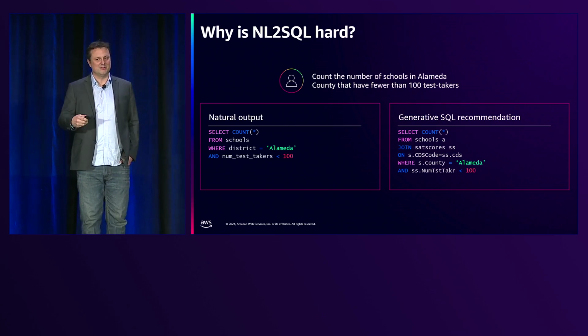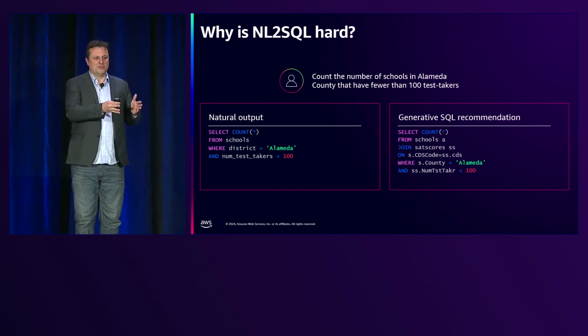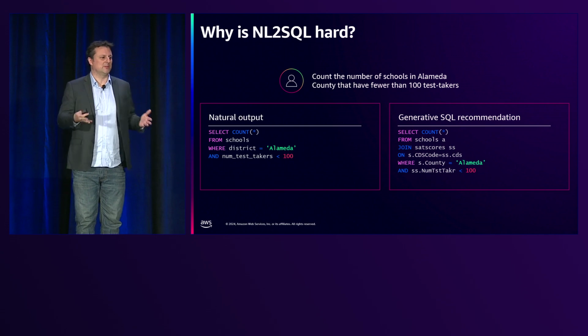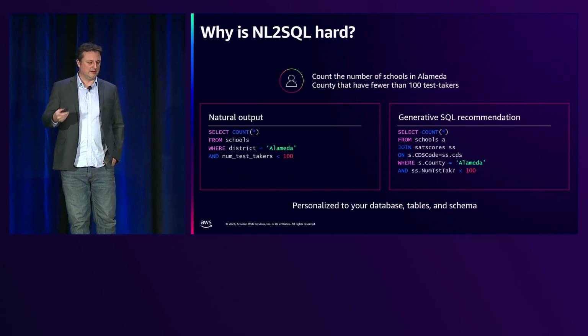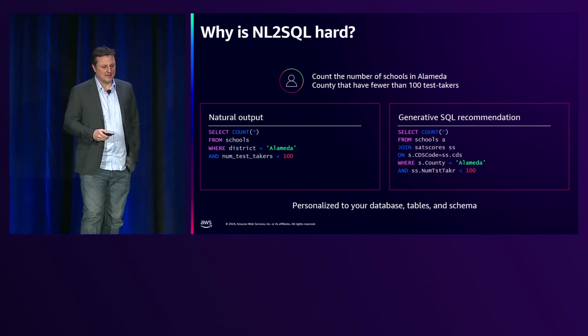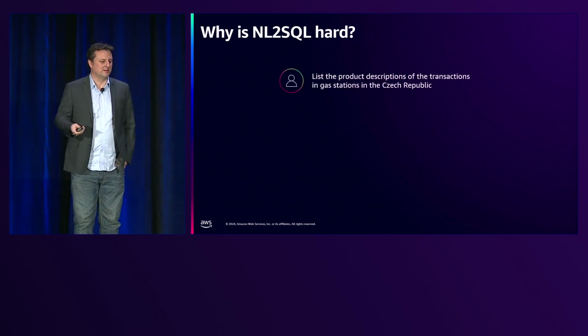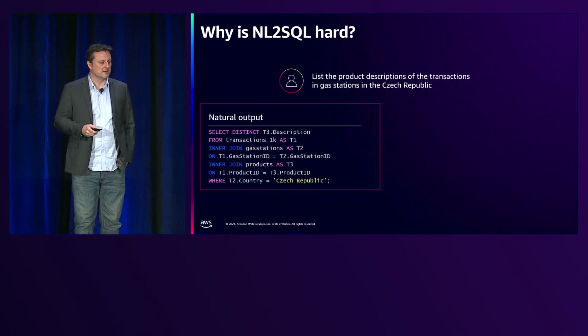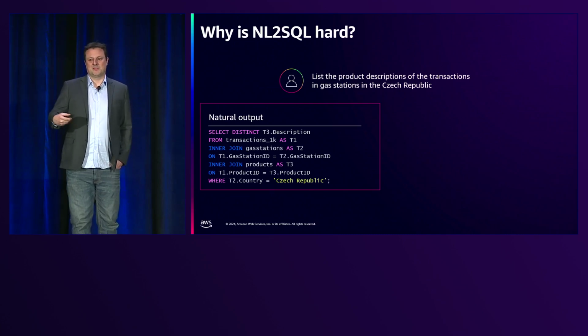So in order to generate the right query, you somehow need to teach the model how to create the query given the context you are in, given your schema and other things, right? So it needs to be personalized to your database, tables, and schema. The other thing is, if you have a question like list the product description of transaction and gas station in the Czech Republic, again, this is based on a training data set we normally use. It might give you a query like this, and here we assume we already took the step of teaching it about the schema.